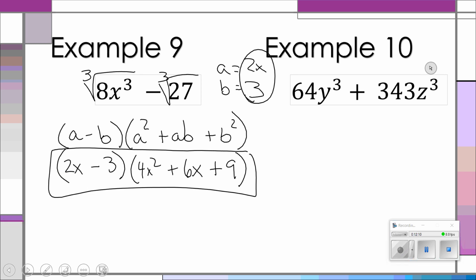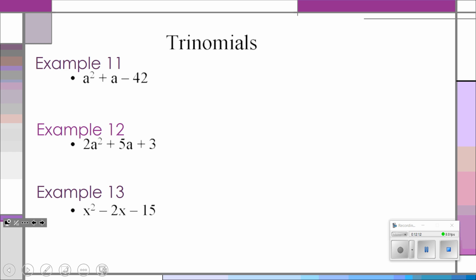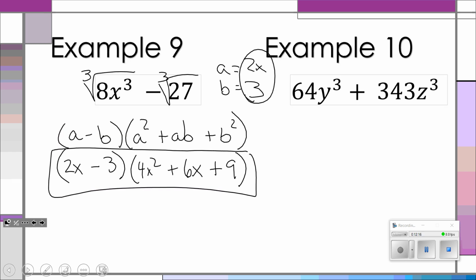So what would my formula be? A plus B, times A squared minus AB plus B squared. Any questions on that? Okay. Let's define A and B. That's very important.